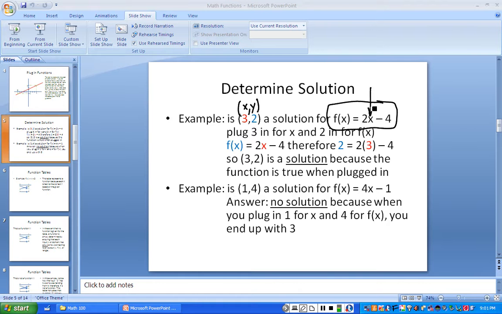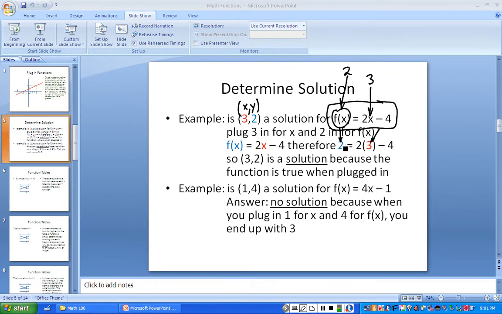So where the x is, you put a 3. And where the y is, because remember, f of x is the same as y, you put a 2. So that's what we're showing you right here. Notice the 2 is in blue. There it is. The x was in red. The 3 was in red. There it is.